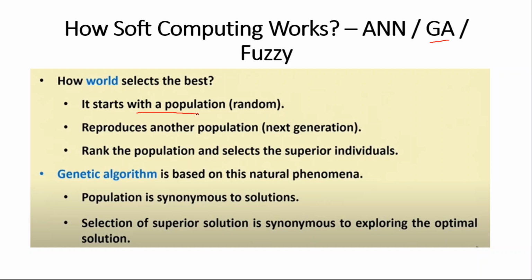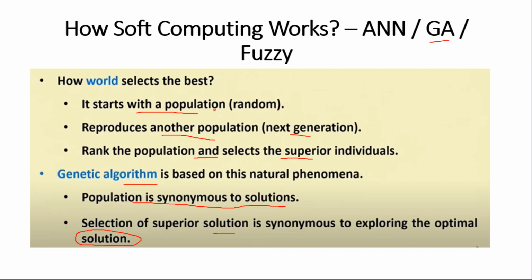What is population? Population is a set of solutions, and from this random population it reproduces another population, the next generation. Then it ranks the population and selects the superior individuals. Genetic algorithm works based on this principle. Here population is synonymous to solution. Population is nothing but solution. And selection of the superior solution is synonymous to exploring the optimal solution. Identifying the superior solution means identifying the optimal solution.